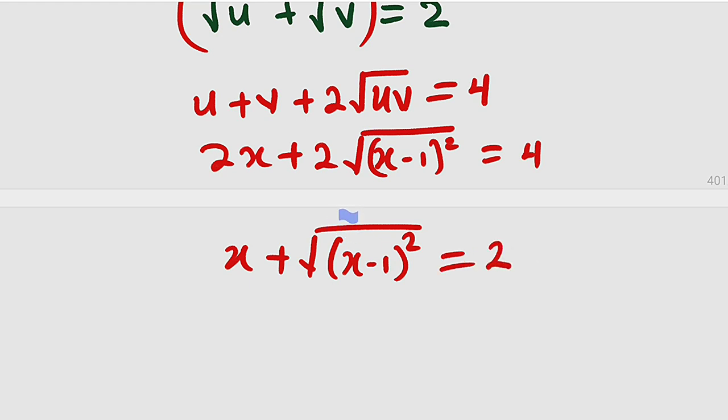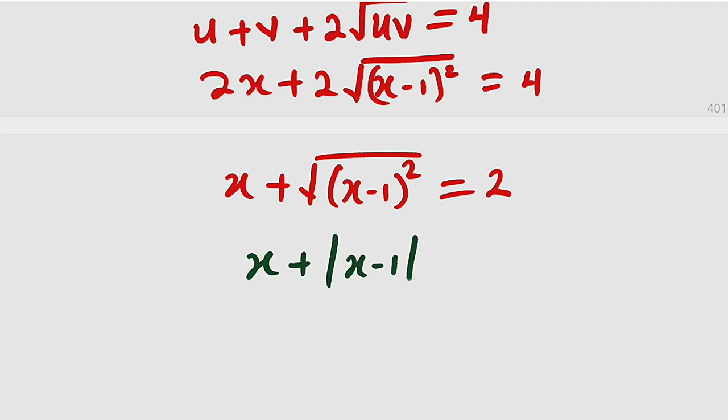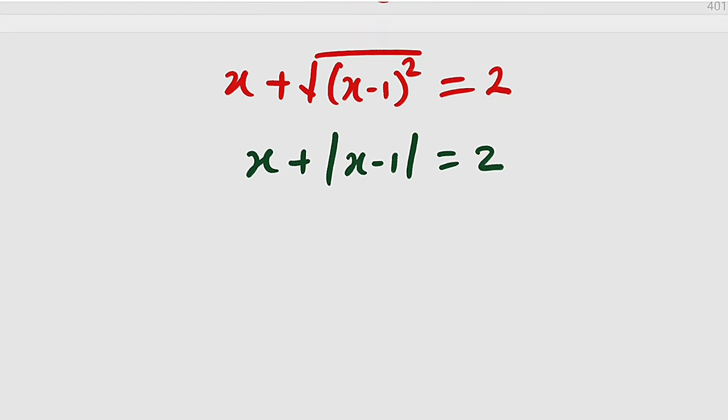From here, we cannot just go ahead and clear this because we don't know whether this is going to be negative or positive, right? Therefore, we have to take absolute value. Therefore, we have x plus the absolute value of x minus 1 equal to 2. This value here can be negative or positive. It's only the absolute value that can transform it to positive or power of 2. So let's assume it is positive. If it is positive, it will remain x minus 1. So we have x plus x minus 1 equal to 2.